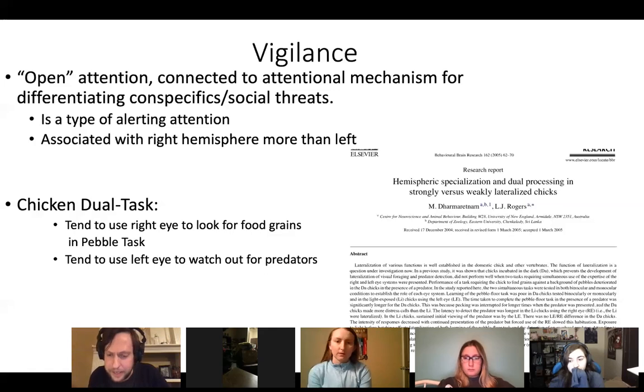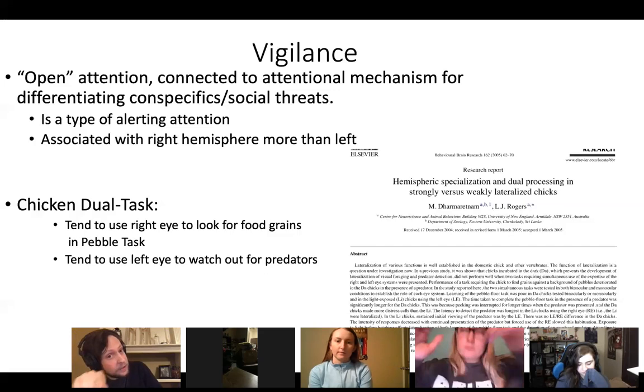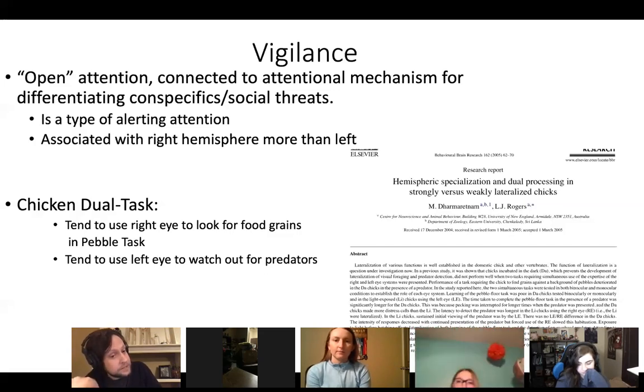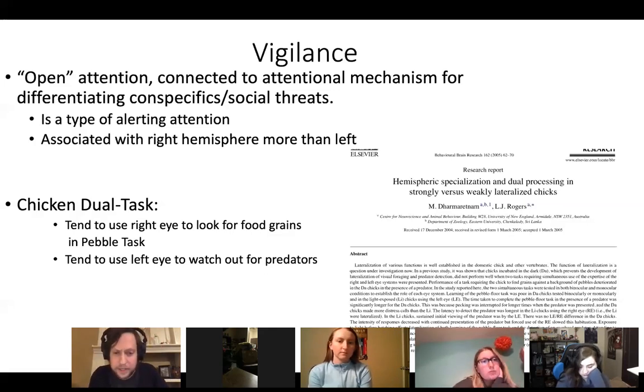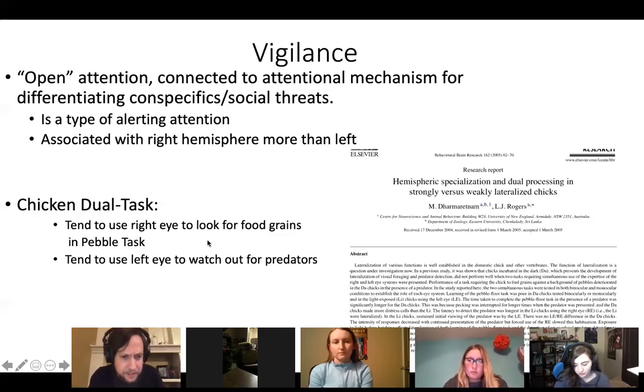What they were interested in was which eye the chicken used. One eye is available for the chicken to perform the food task, looking for the food grains, while the other eye tends to be used for vigilant attention, looking for potential predators. So the question is, which eye do chickens tend to use to look for food grains, and which eye for vigilant attention to watch out for predators? The answers are right here. They tend to use the right eye to look for food grains, and the left eye to watch out for predators.